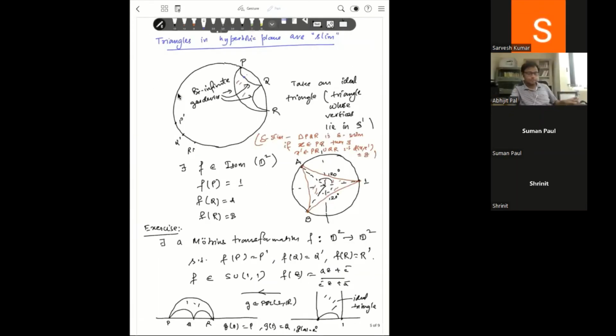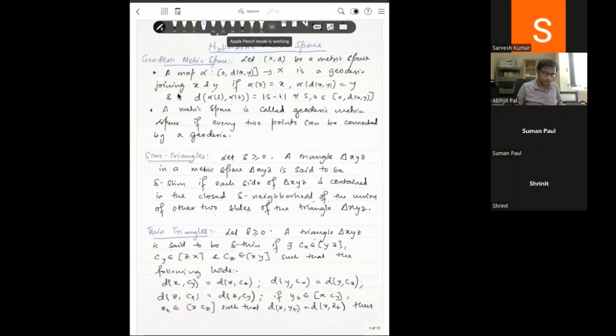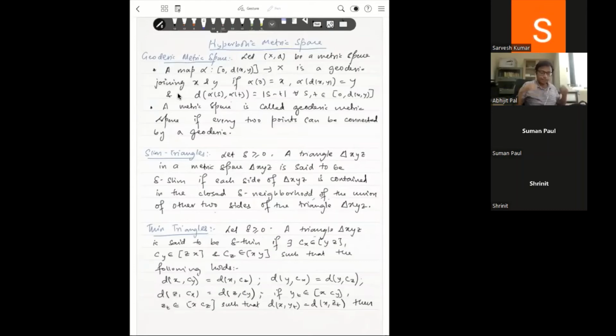Now we want to prove that the triangles in this hyperbolic plane are slim. Before going to this proof, let me define formally what we mean by slim triangles and what we mean by thin triangles. After that I can go to the proof. I'll define slim triangles and thin triangles in a general geodesic metric space.